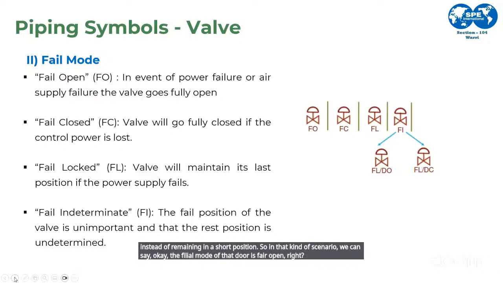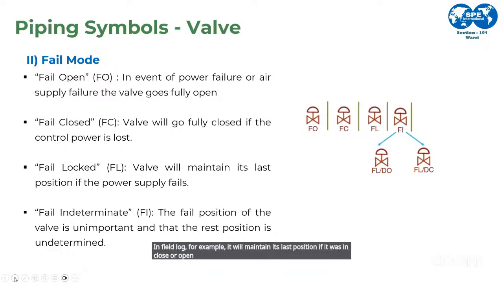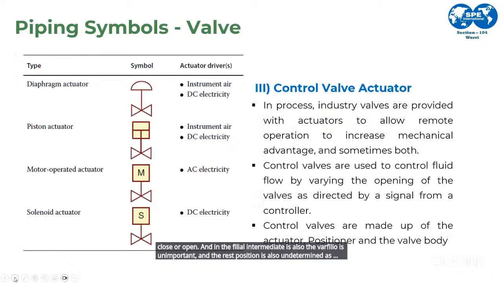In fail close, it goes to the closed position. In fail lock, for example, it will maintain its last position, whether it was closed or open. And in fail intermediate, the valve failure position is unimportant, and the rest position is also undetermined. And the next slide just basically speaks to the actuator, right?